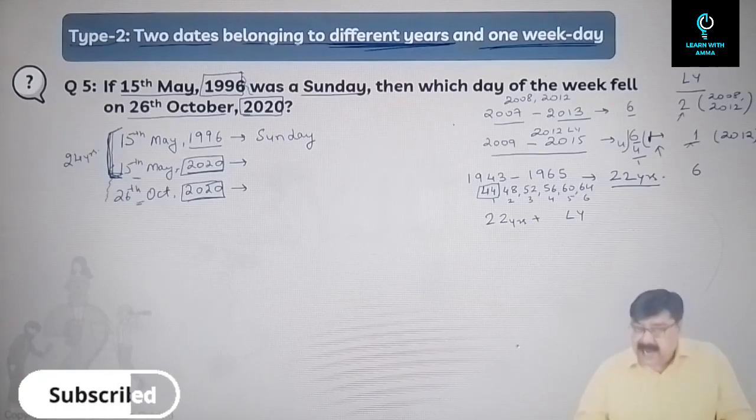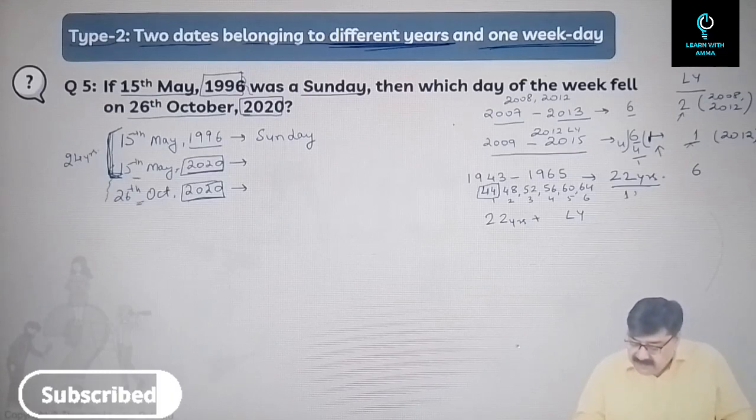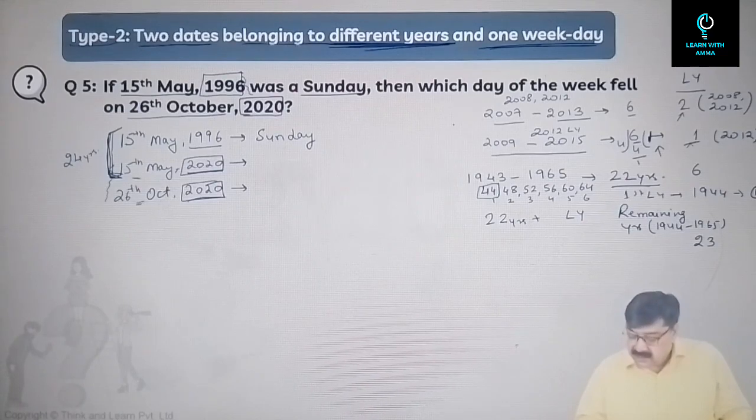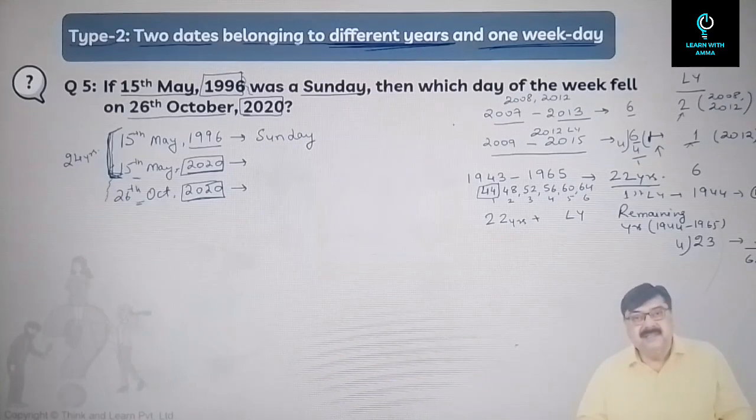Well, 1943, after that, which is the first leap year. See, the first leap year is 1944. So this is one leap year. Now, remaining number of years are how many? Remaining years, that is from 1944 to 1965. Well, that is 23. Now, this if you divide by 4, you will get 5 more leap years. So now in total we have 6 leap years.